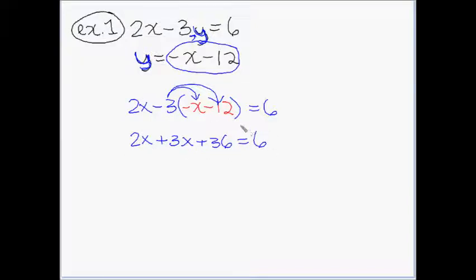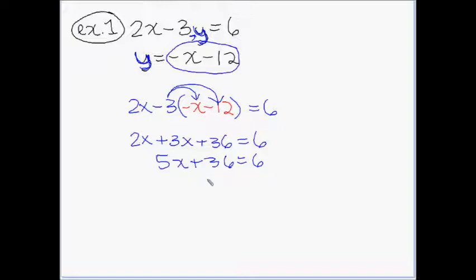Now, what was the point of this? Why do we even need to do this? Because we used to have an equation with 2 variables which can't be solved, and another equation with 2 variables that can't be solved. But you can solve an equation if it has 1 variable. We can isolate x in this case. So we've got 5x plus 36 equals 6. This is just your basic algebra.